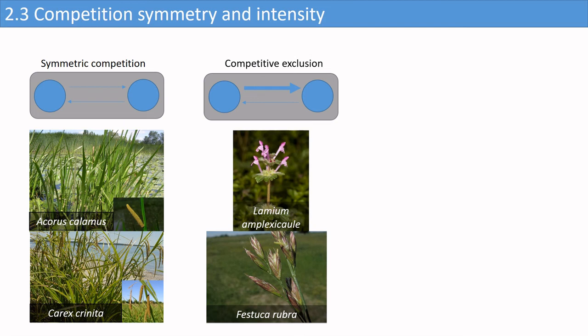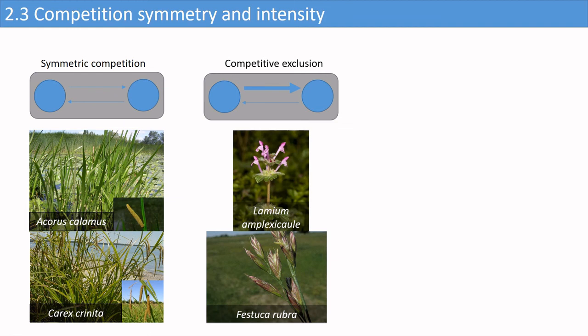So Lamium amplexicaule grows in abundance in early spring, after the soil has been tilled, after all the vegetation has been removed. And then as the spring advances and other plants start to grow in the soil, the populations of Lamium amplexicaule simply disappear and they do not regrow until the next season of tilling.